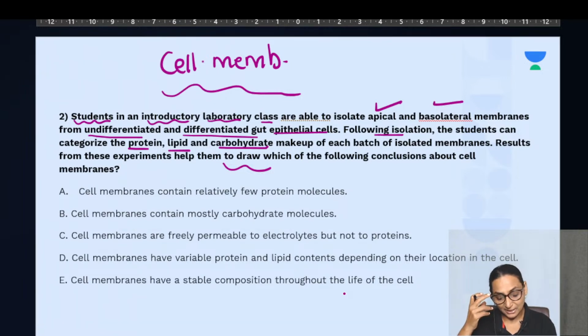Anybody can come up with the answer. Sukhbir, I'll get to you. I'll get back to this question.